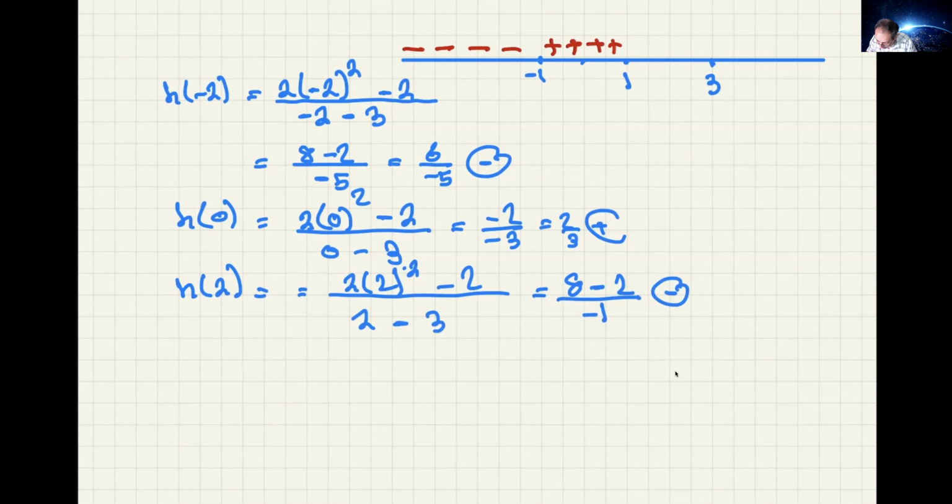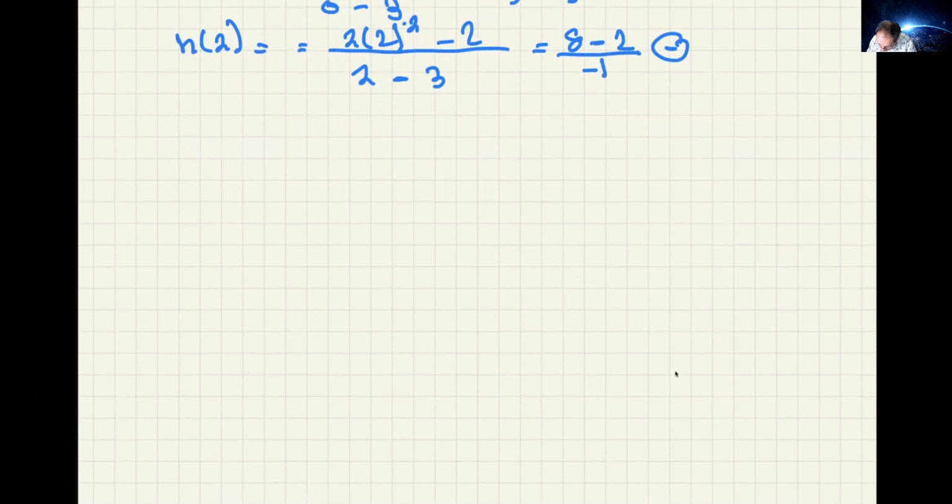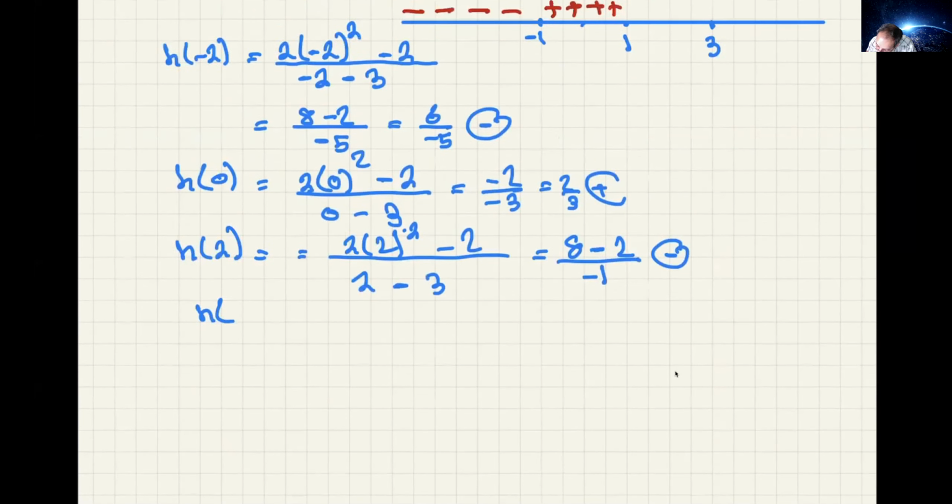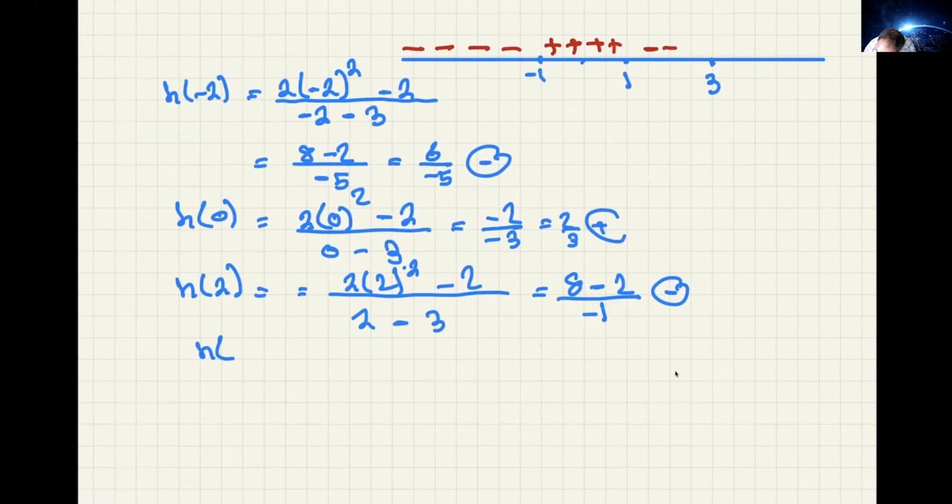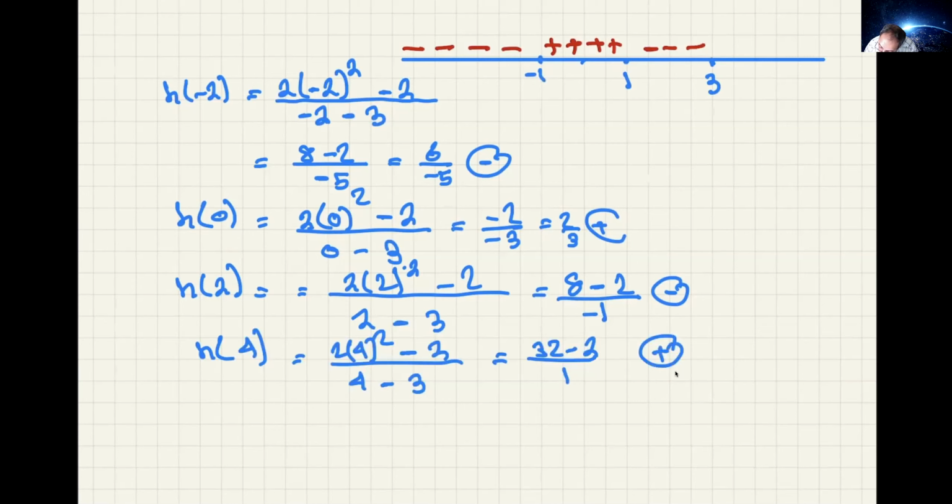The last thing I get is h. So I have negative here first. h of 4, something greater than 3. So 2 times 4 squared minus 2 divided by 4 minus 3. So 4 squared is 16 times 2 is 32 minus 2 is 30, and 4 minus 3 is 1, excuse me. So this is positive. So here is positive.